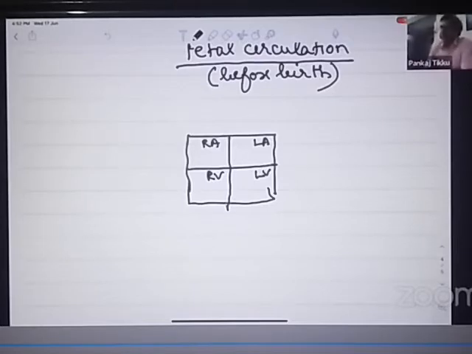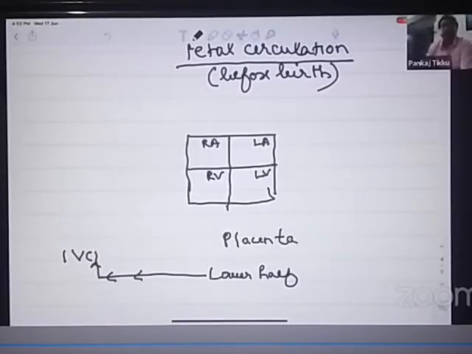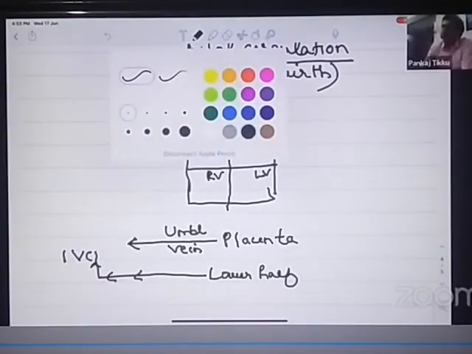In the fetus, from the lower half of the body, the blood comes into the inferior vena cava. So this is the inferior vena cava. Blood is entering the inferior vena cava and going to the right side of the heart. The main organ performing the oxygenation function in the fetus is the placenta, and the oxygenated blood from the placenta enters through the umbilical vein. If it is oxygenated, let me show it in red.